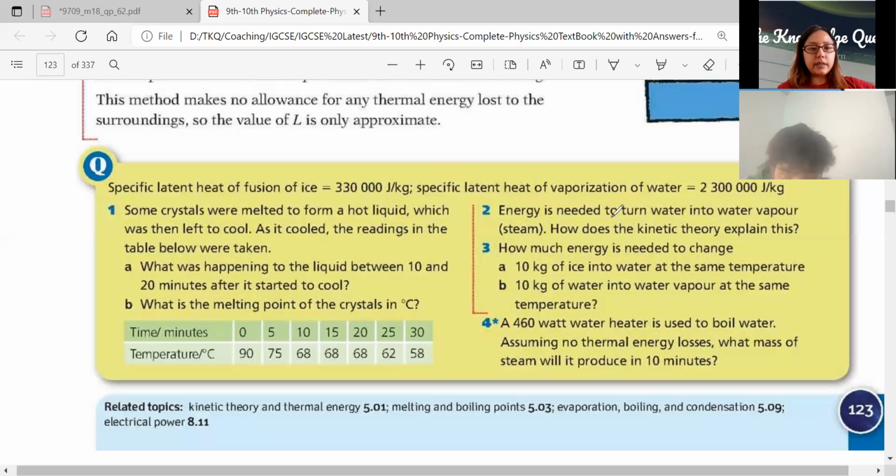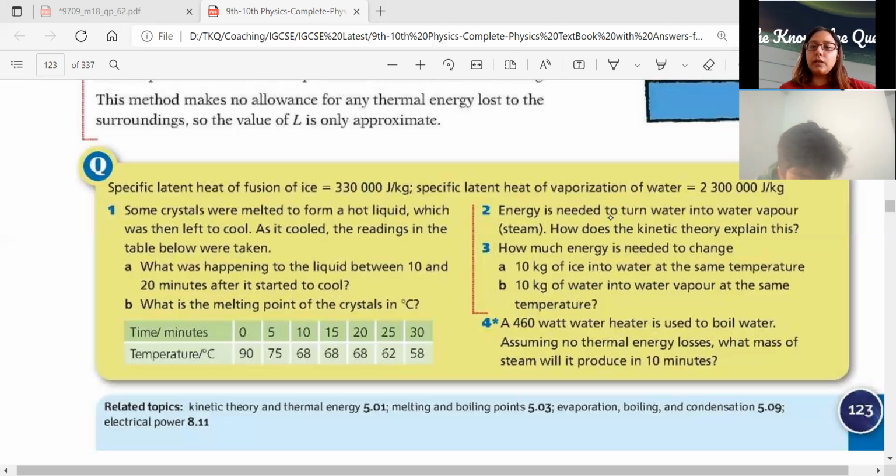Can you predict the phase? Yeah, so solid to liquid. Is it melting or liquid to solid? Liquid to solid? Yeah. Acha. So it's the other way around, which means you're cooling the thing. You're reducing the temperature. Okay. Next. The melting point of the crystals, I guess, is 68. Melting point is 68. Okay. That's it. Next, second part.